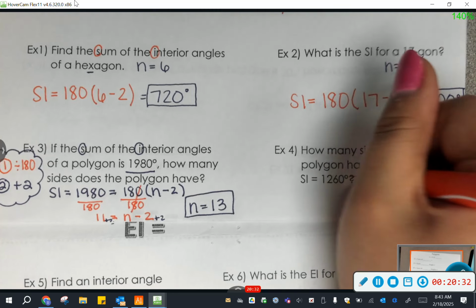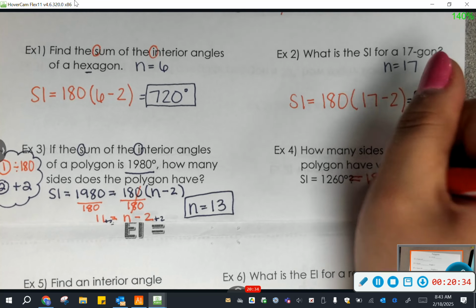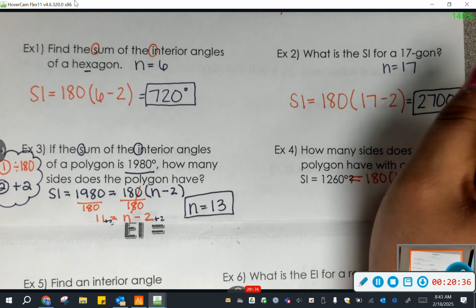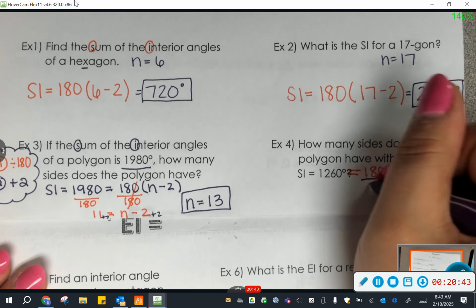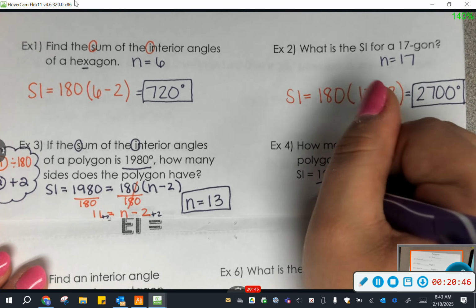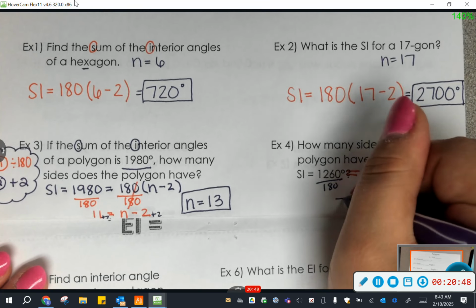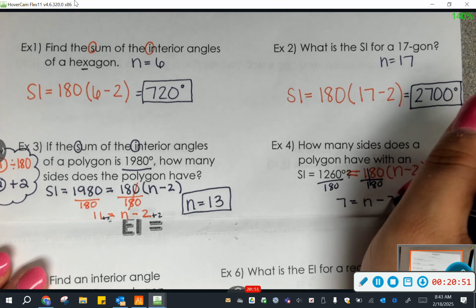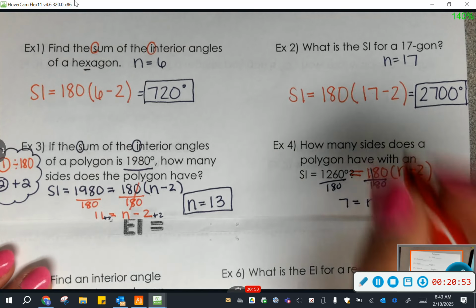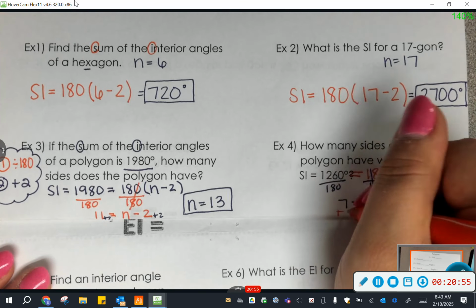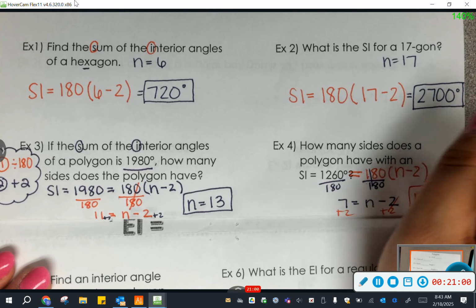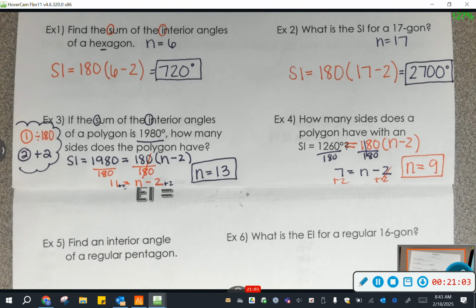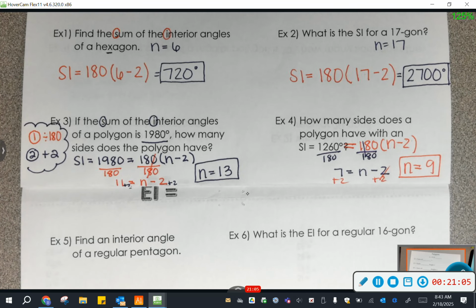So my SI is 1260. That's going to equal 180 times n minus 2. What did we do first? Divide by 180. Does anybody have what 1260 divided by 180 is? 7. So 7 equals n minus 2. What was my next step? Add 2. What is 7 plus 2? 9. My answer is 9. Please write this down.